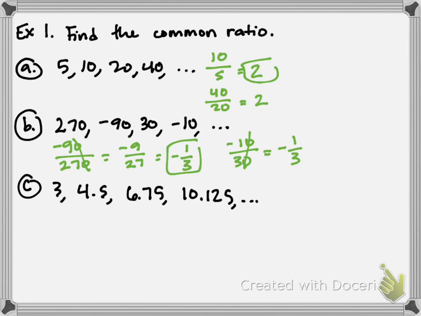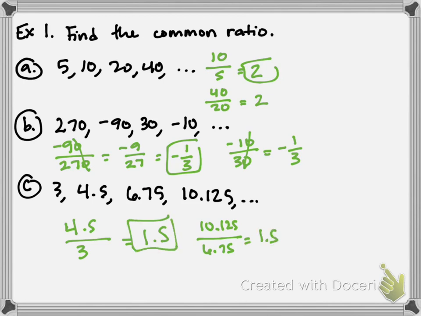Alright, does it work for decimals? Yeah, but again, this is where you're going to want your calculator just to make life easier. 4.5 divided by 3 is 1.5. If I did 10.125 divided by 6.75 on my calculator, I would again get 1.5.